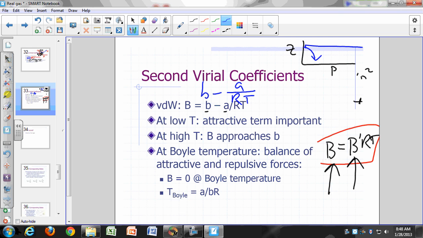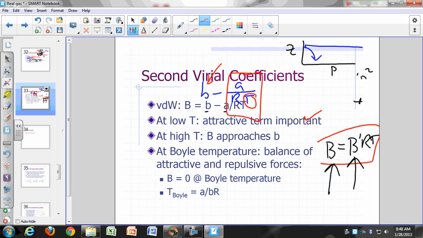Okay, so if your temperature is very low, what happens? Very small denominator, this term becomes large compared to b, right? So your attractive term is important. So attractive forces are important when dealing with low temperatures.